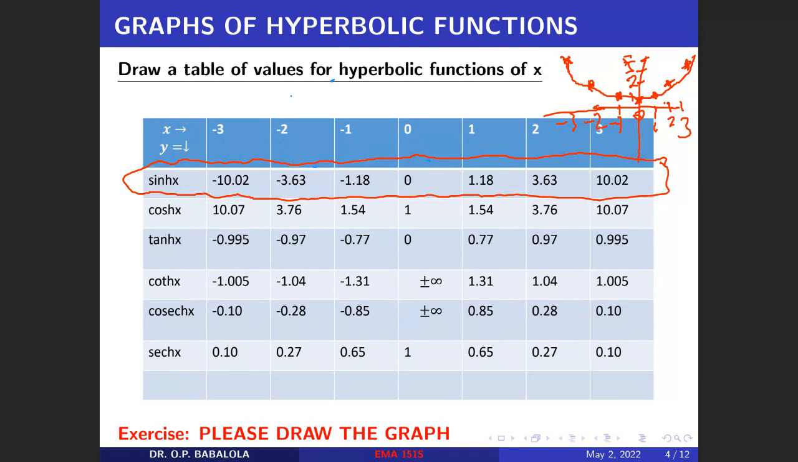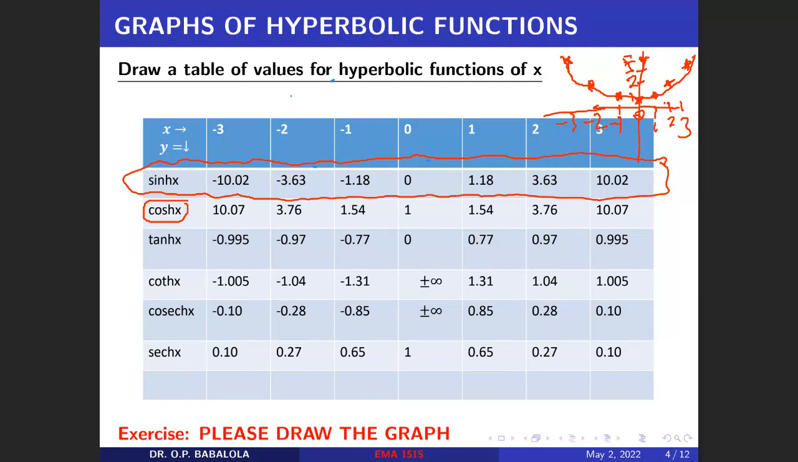Let me just show you what I've drawn. In my own case, I've sketched out the graph of cosh x. Because of the space, I couldn't extend my y coordinate to the highest value here, which is 10.07. So I've assumed this is the highest coordinate, 10.07, this point. Don't mind my scaling, it's just because of the space here.